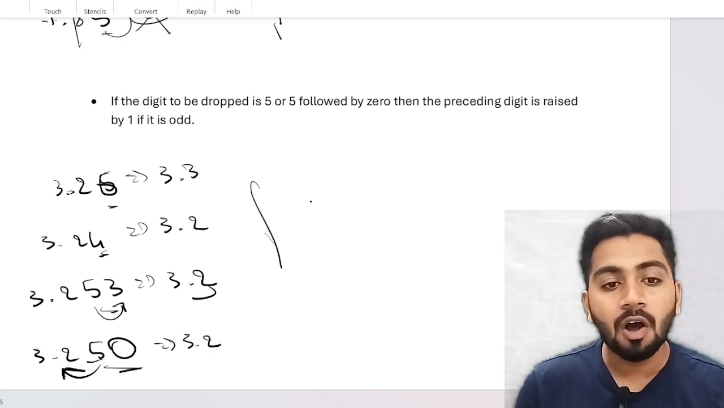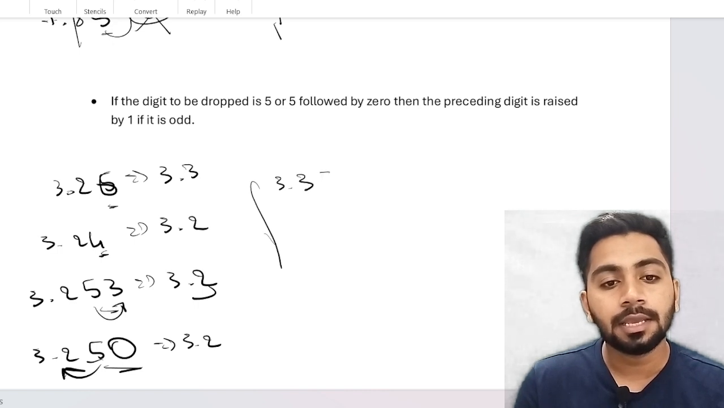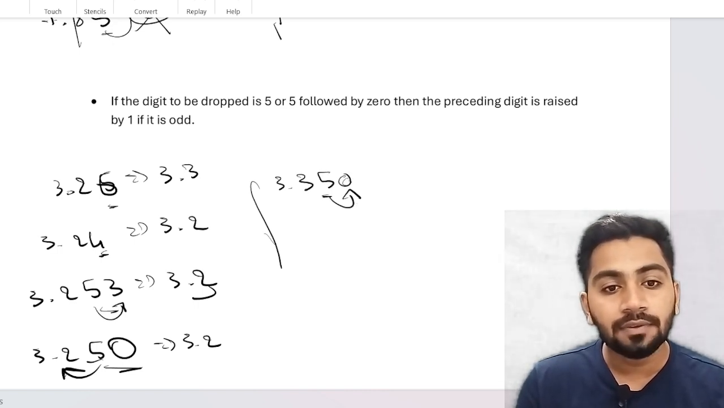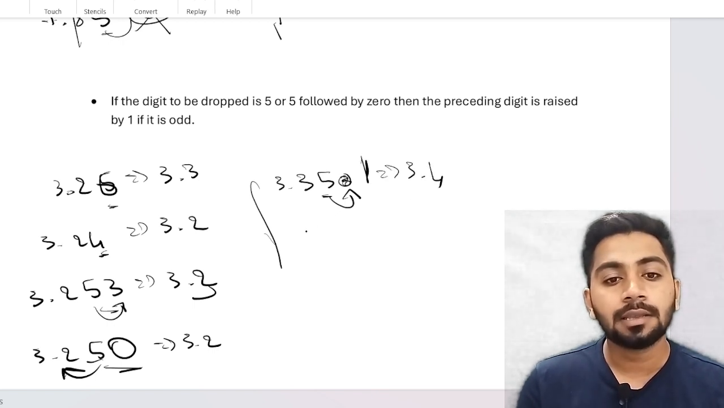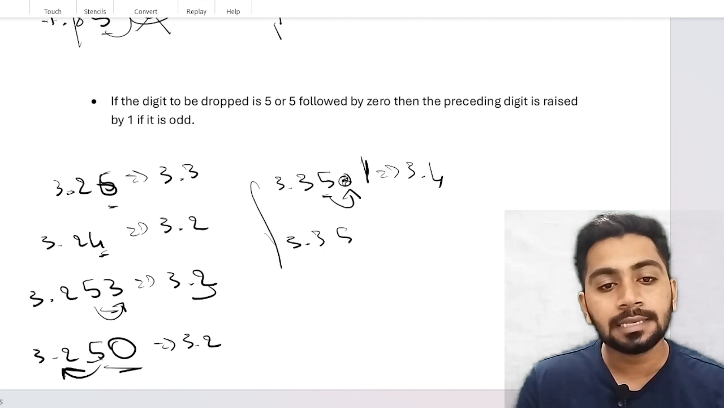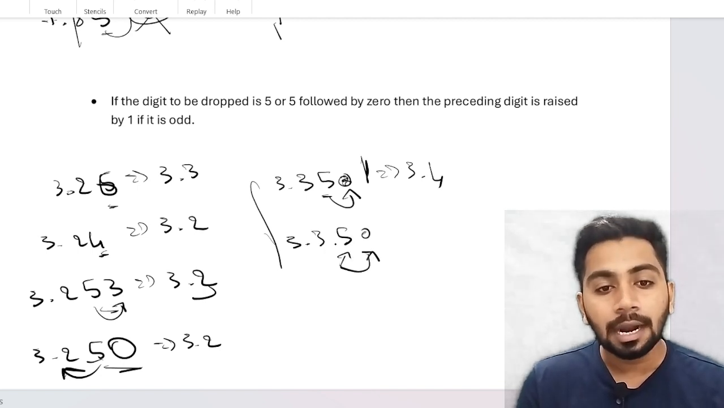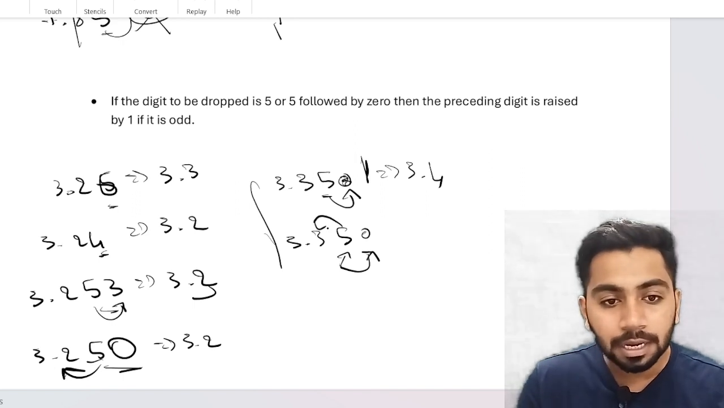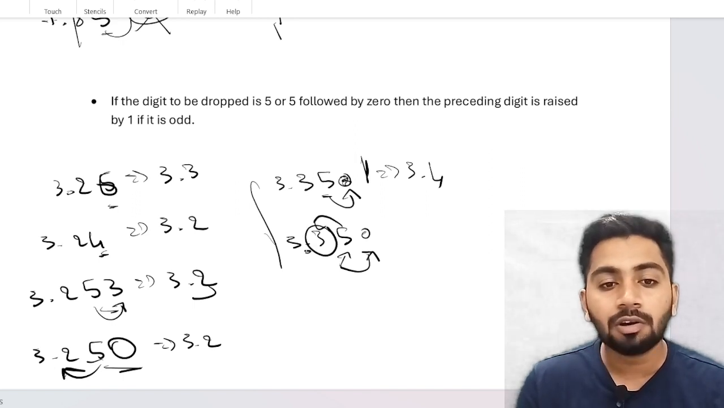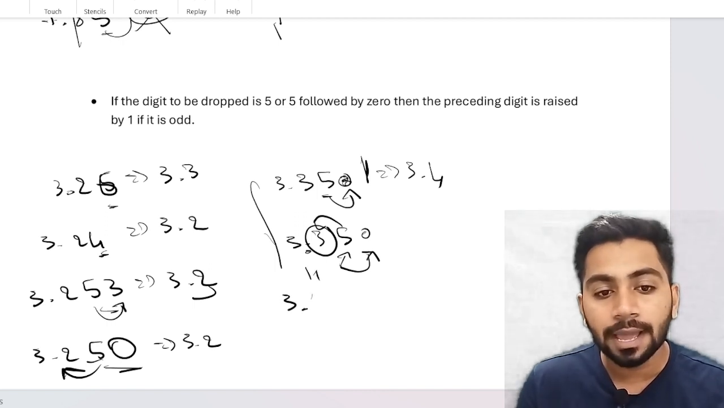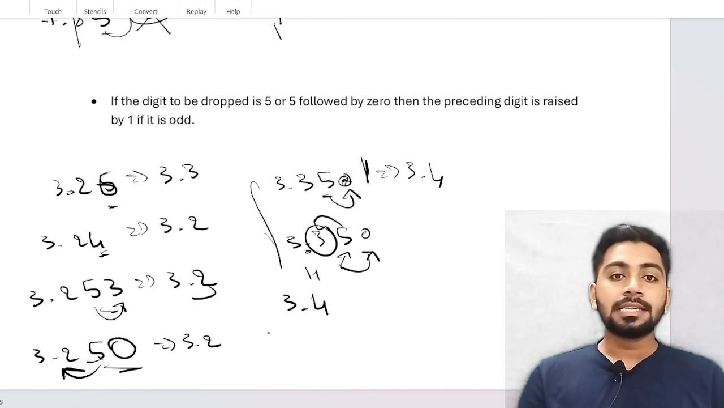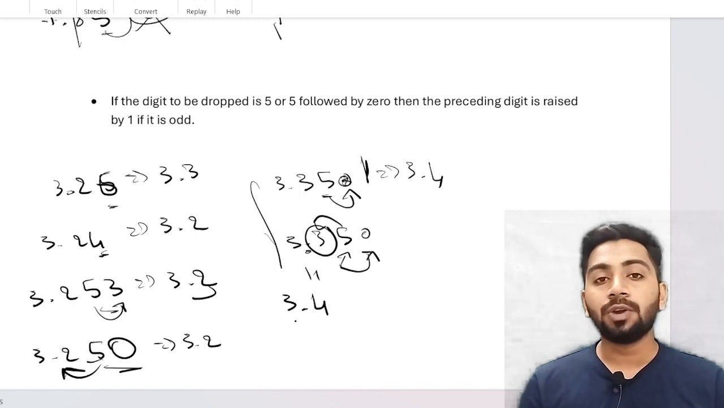If it is odd, say 350. Now 5, after 5 exactly 0. If in the place of 5 there is 1, then you will write like this. But here it is exactly 0, after 5 it is exactly 0. At that time you will see one number here. It is even or odd? It is an odd number, which means we have to raise by 1. This is rounding up.